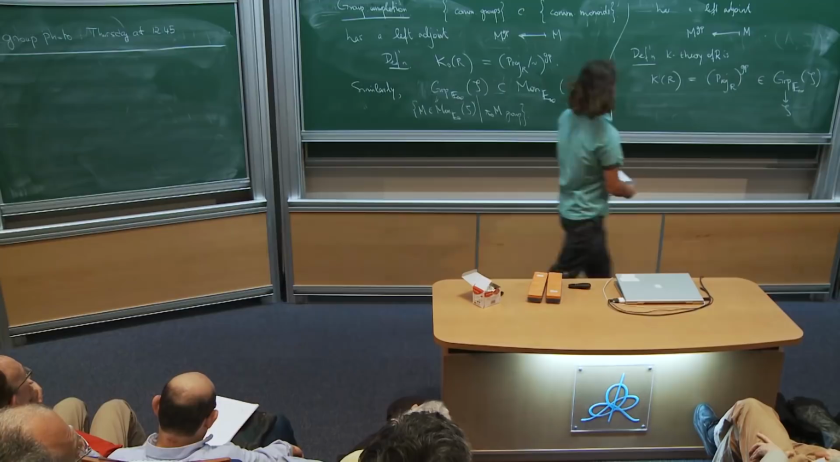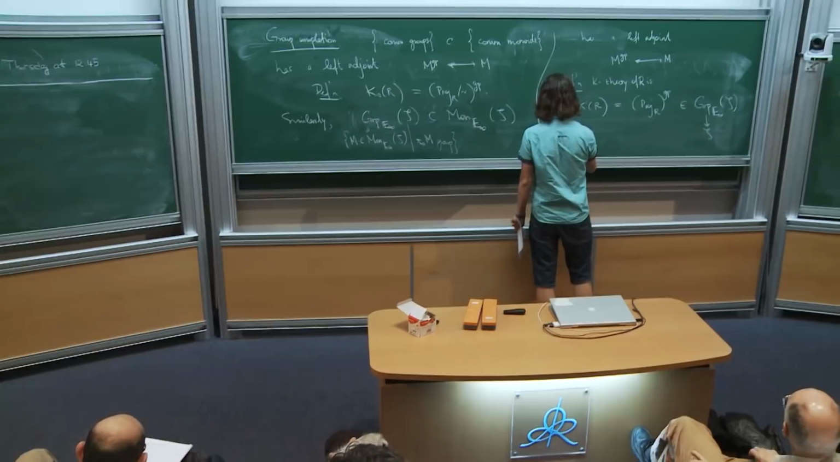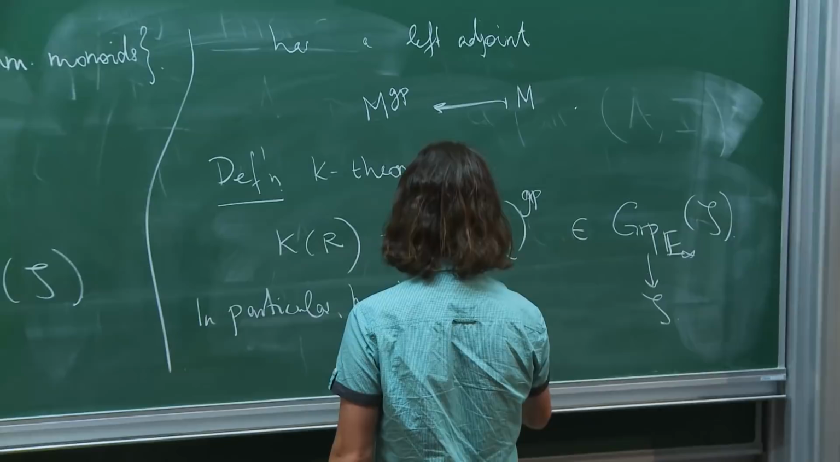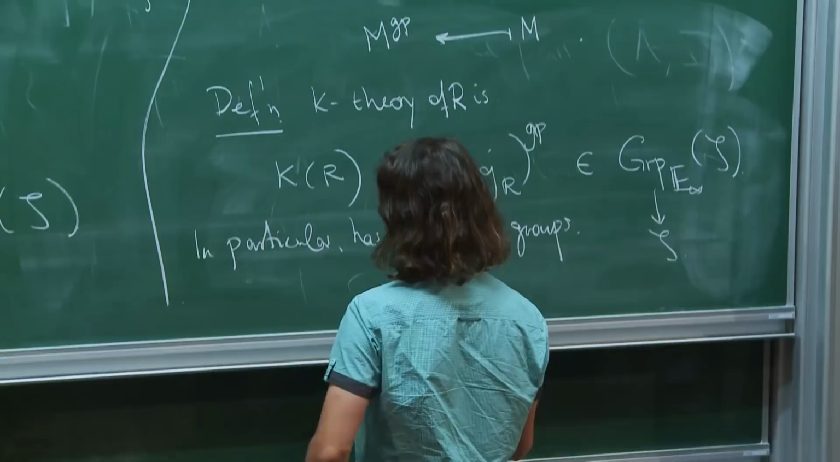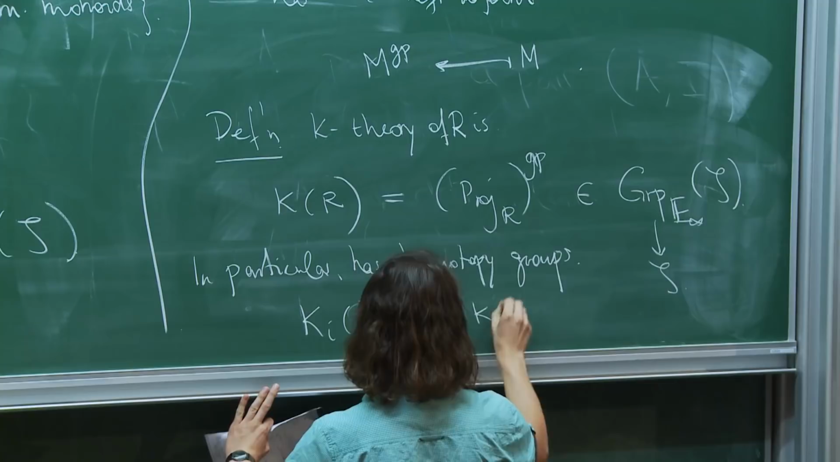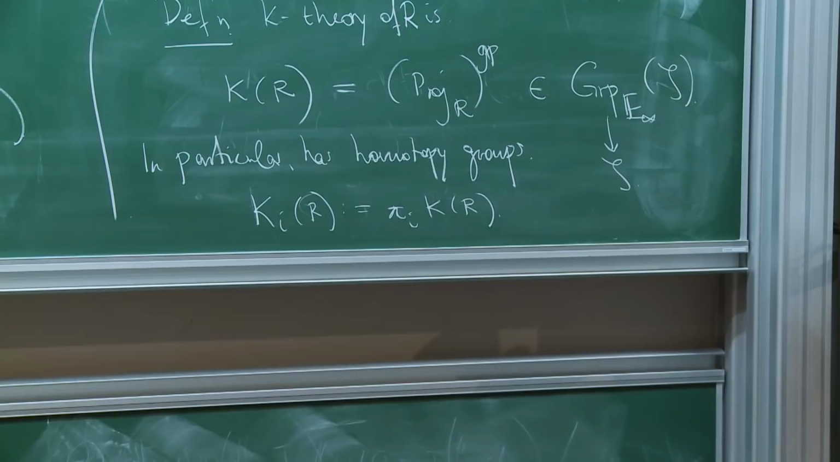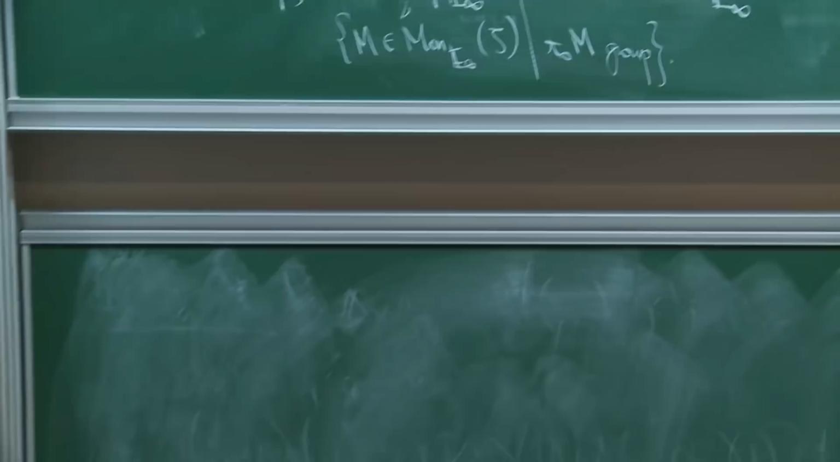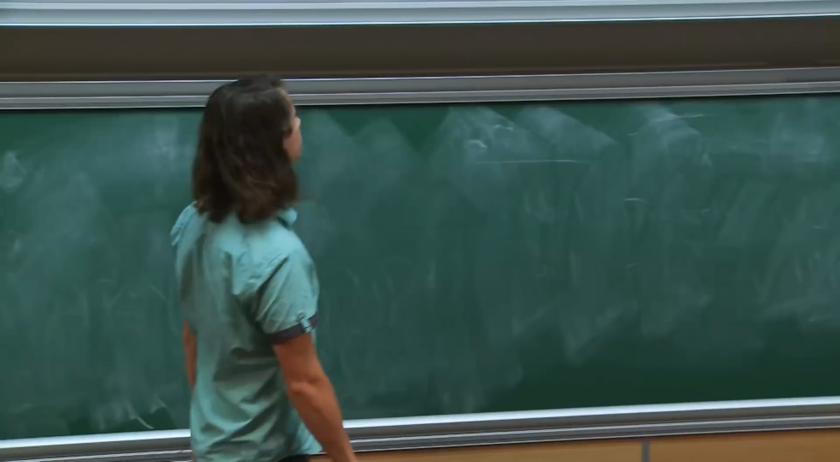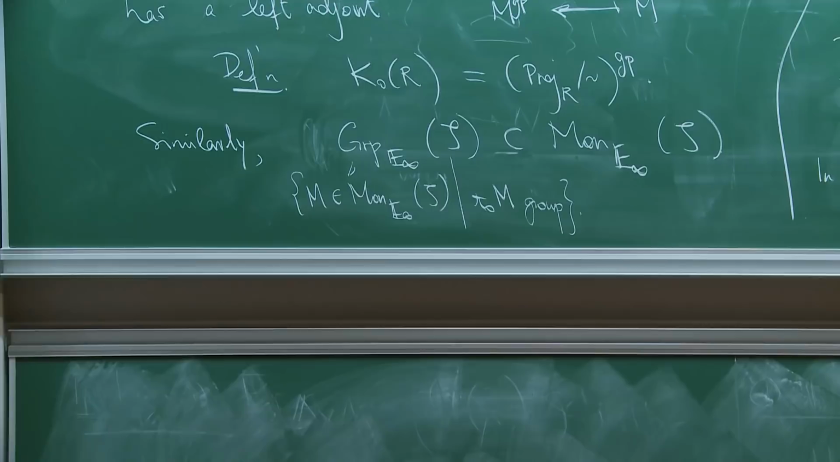The case here of R, in particular, is homotopy groups, K_i of R. Here you only put this from K_0, that's some kind of convention. Well, no, some of the higher homotopy groups are automatically invertible. So if you have an object in here, then it actually has some kind of inverse map.